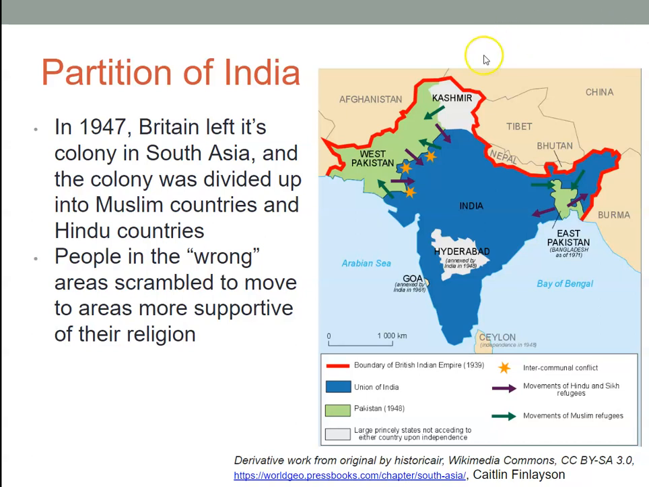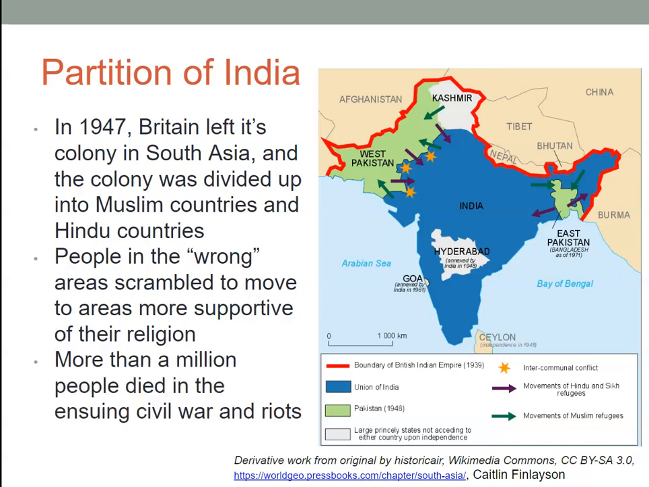I do want to point out that Kashmir said, nah, we don't really want to be part of this. So Kashmir tried to stay out of this, as did Hyderabad and Goa, who both said, no, we don't really want to be part of this. And then Ceylon was its own separate country, now called Sri Lanka. So there were a lot of conflicts with people frantically moving their families and their homes, as two new countries were being birthed out of this movement here.